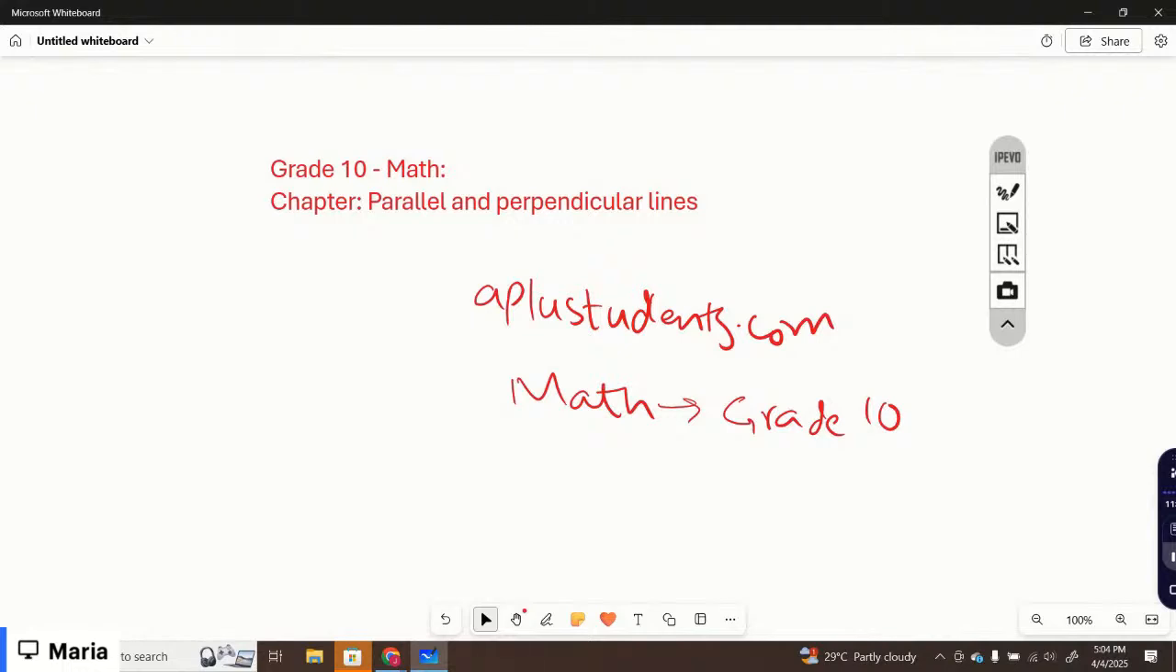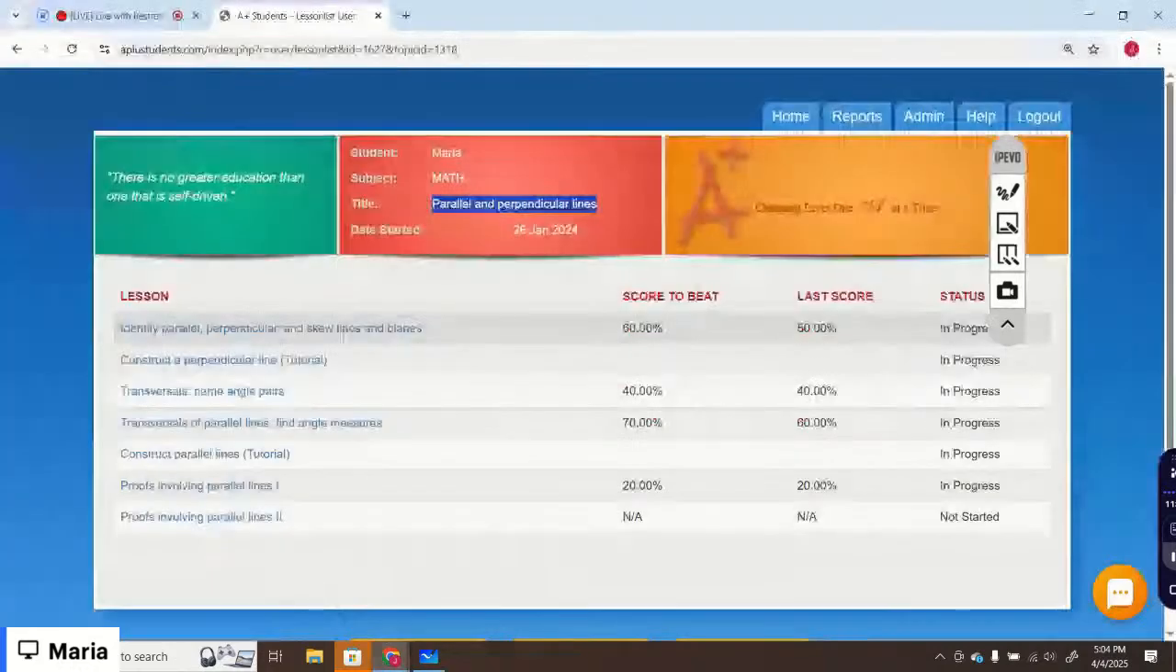So please make sure you have your notebook and pencil so that you can note down the important definitions as well. I'm going to start with the first lesson, that is identify parallel, perpendicular, and skew lines and planes. Let's just start.